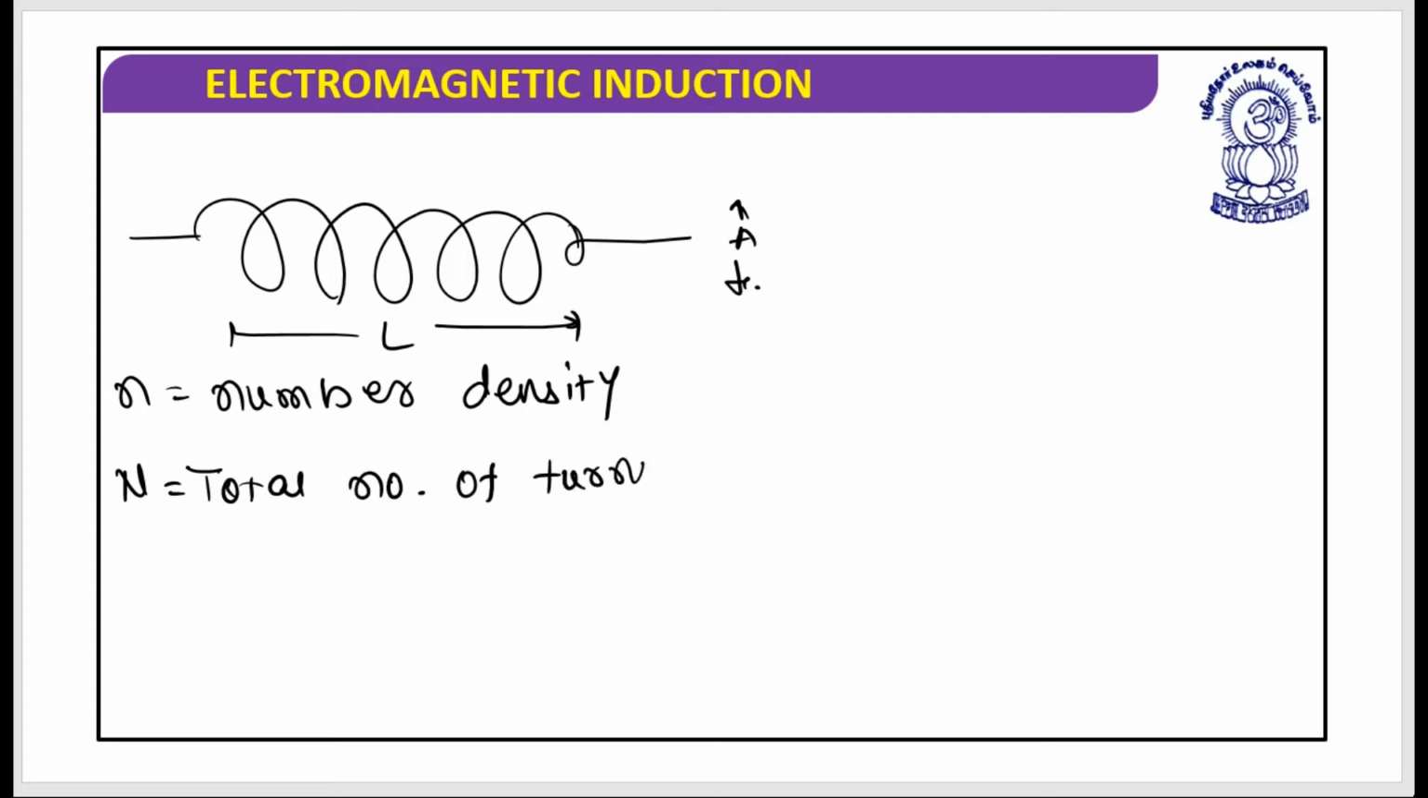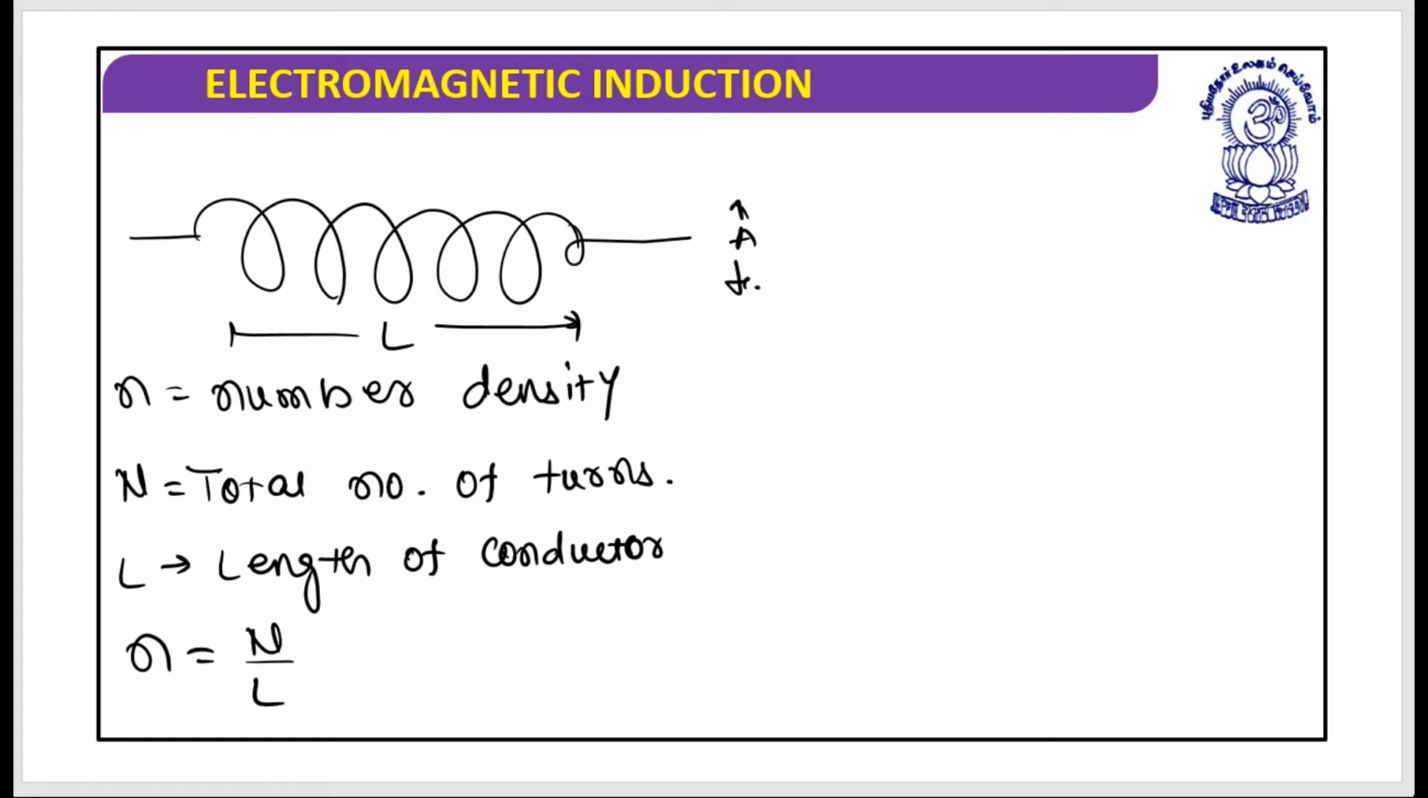Capital N is the total number of turns. L is the length of the conductor. So small n is equal to capital N divided by L. It's the number density, which can be represented as the total number of turns divided by the length of the conductor. I hope this is clear.